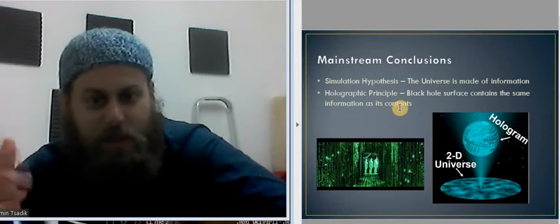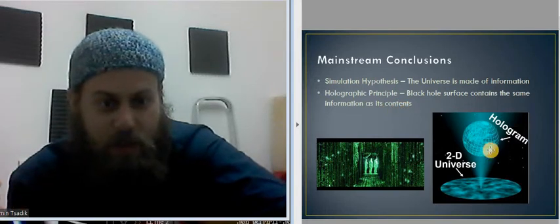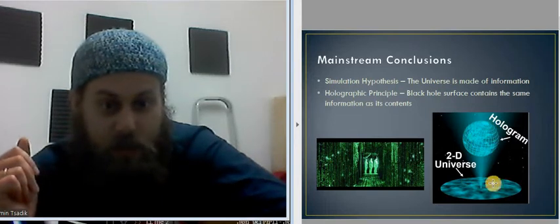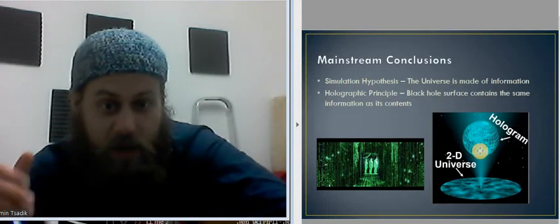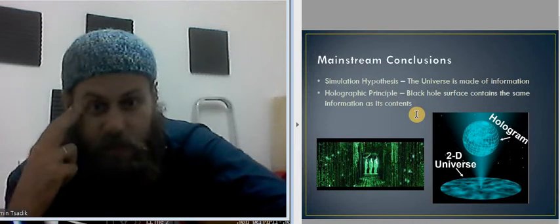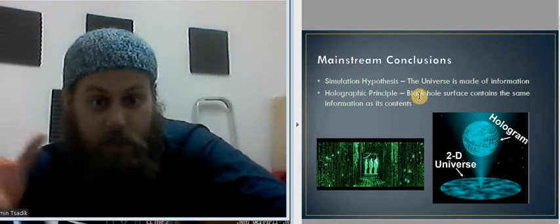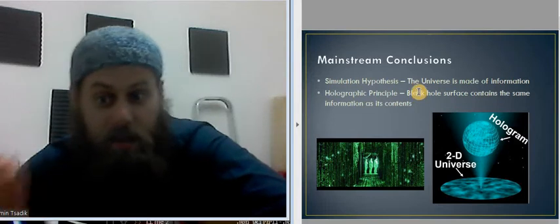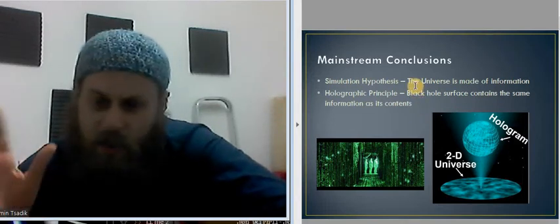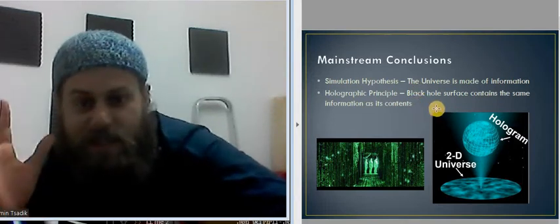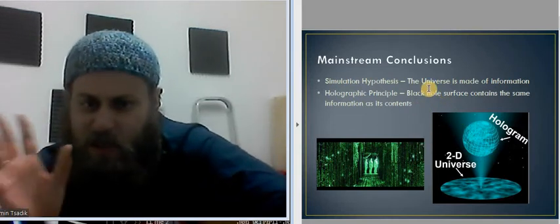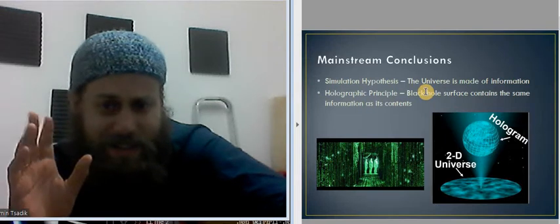And then the other mainstream conclusion that we see is the holographic principle, right? You see that a 3D object is actually just a hologram of a 2D surface; it projects it out like that, okay? So like the black hole, for example, the surface of the black hole contains the same amount of information as the contents of the black hole, right? So there's that kind of thing. So both of them sort of cross-link and support each other.